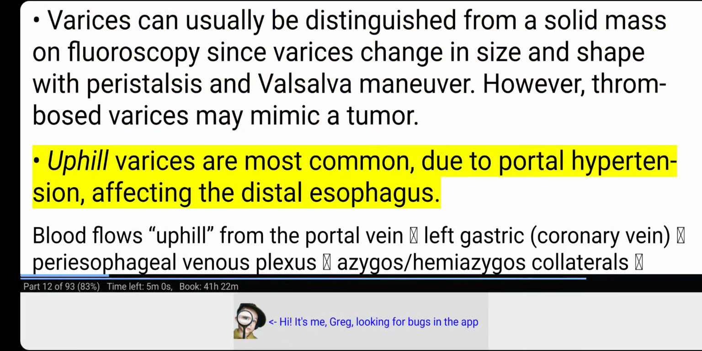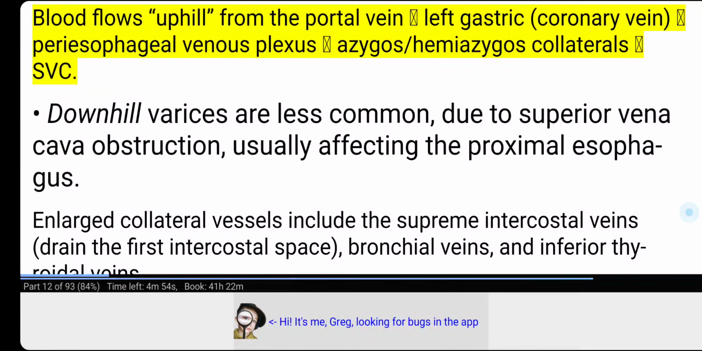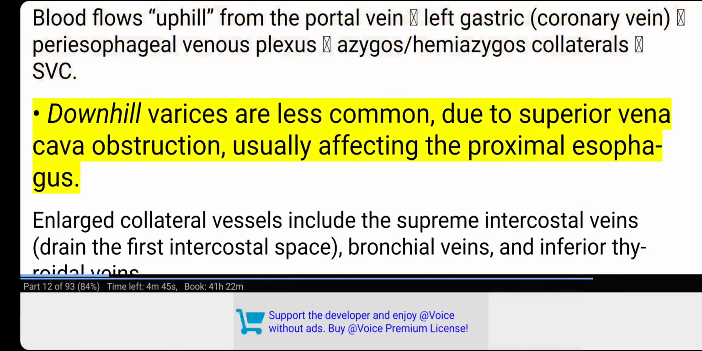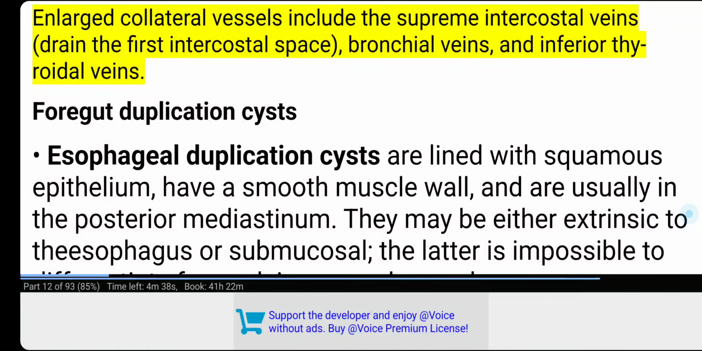Uphill varices are most common, due to portal hypertension, affecting the distal esophagus. Blood flows uphill from the portal vein, left gastric, coronary vein, periesophageal venous plexus, azygos, hemiazygos collaterals, SVC. Downhill varices are less common, due to superior vena cava obstruction, usually affecting the proximal esophagus. Enlarged collateral vessels include the supreme intercostal veins, which drain the first intercostal space, bronchial veins, and inferior thyroidal veins.